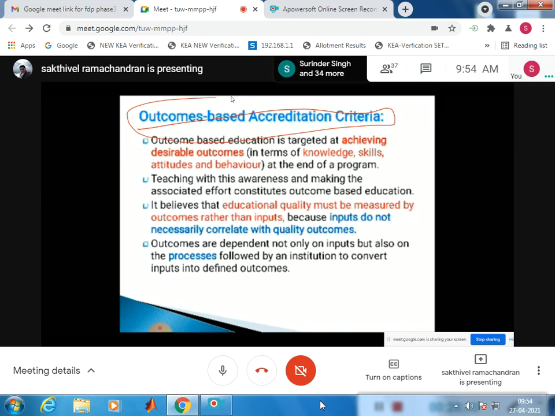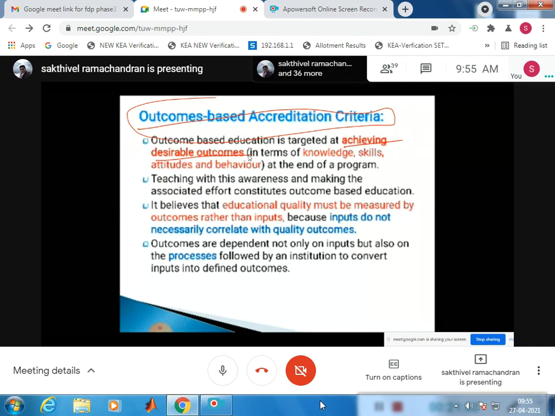So all this has been validated, or well quantified, by certain metrics. These metrics we call criteria. As I said, engineering has 10 criteria under which the skill set, the attitudes, and the behavior obtained by individuals are measured using those metrics, and that is used for evaluation by the NBA. So that's what it is looking for. It looks for achievement of the desirable outcomes that the program outlined in its POs.